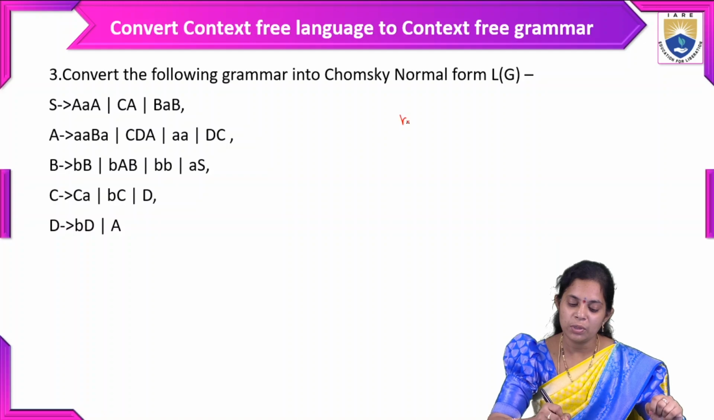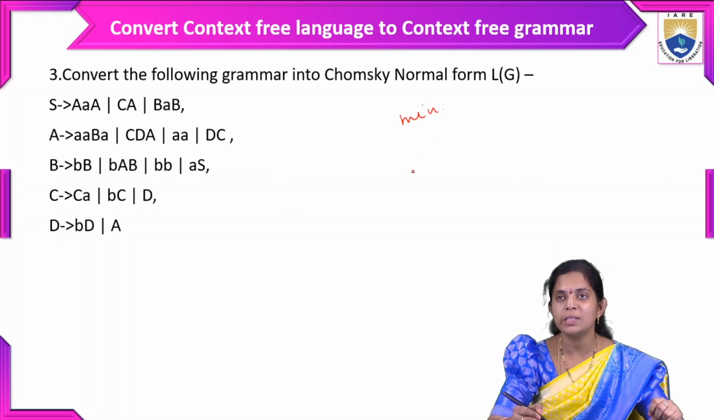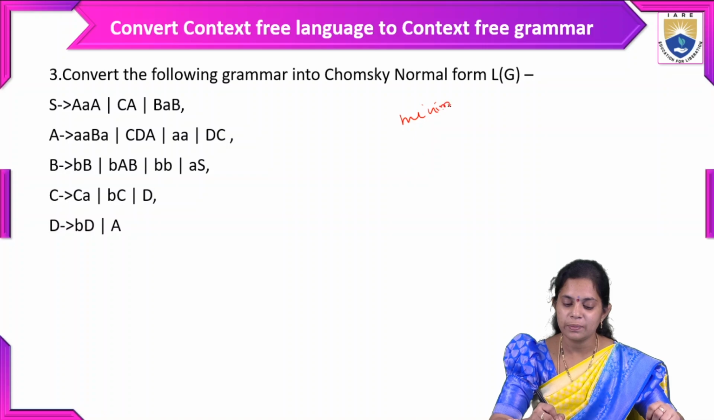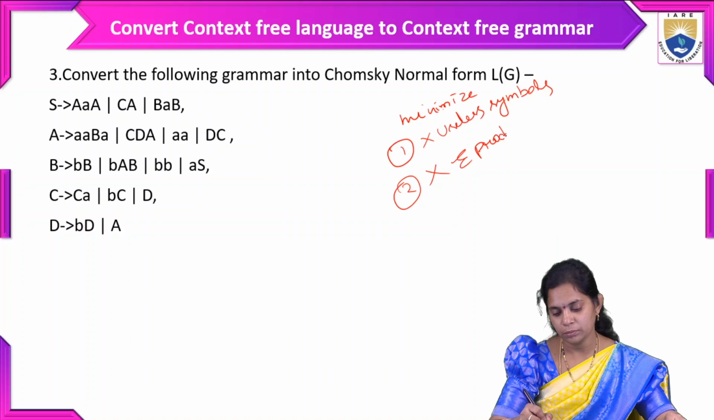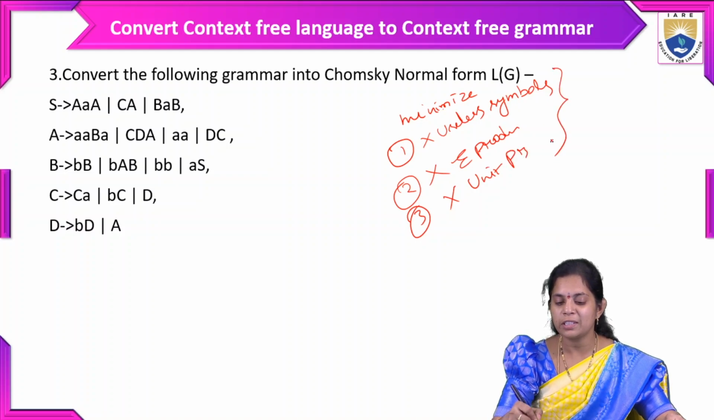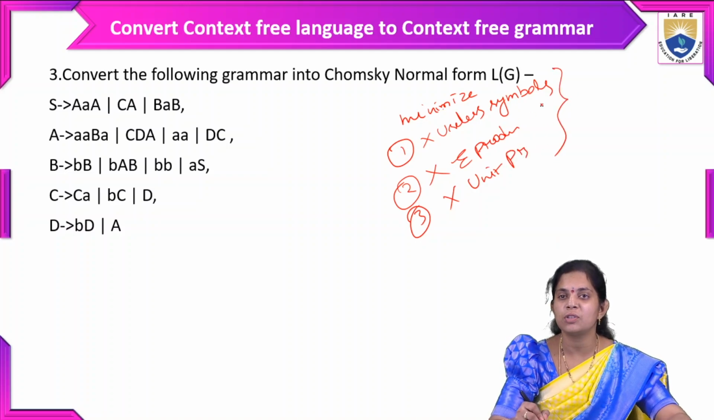So here we need to minimize the grammar first. For minimization, minimize the grammar. In this one we need to remove the useless symbols, and the second one we need to remove the epsilon production, and we need to remove the unit production. So these are the 3 steps we need to perform for the minimization of grammar.